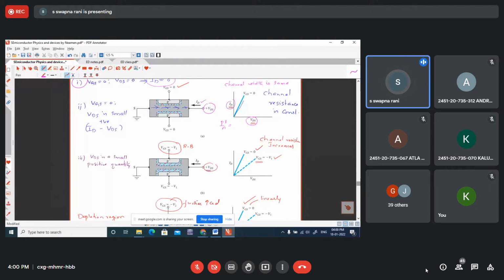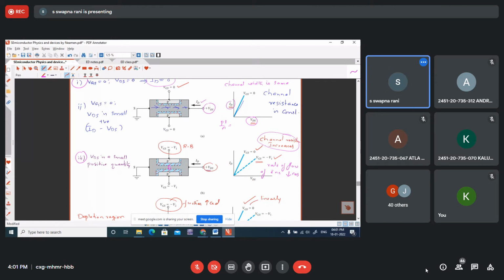Now, as soon as you start giving a negative voltage on the gate, this negative voltage makes the junctions reverse biased. When reverse bias is applied, the depletion regions are going to be widened. When the depletion regions are widened, channel width is decreased. So the resistance of the channel increases. Therefore, when channel resistance increases, the rate of flow of electrons decreases.